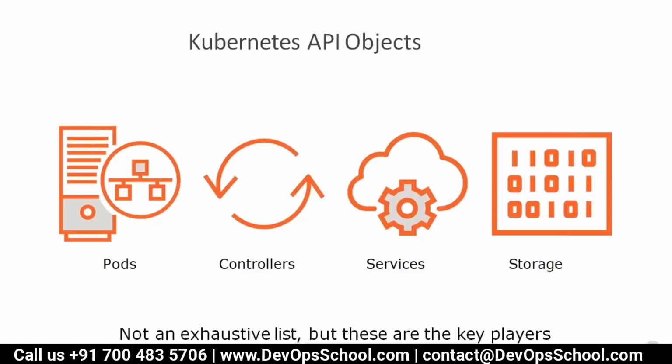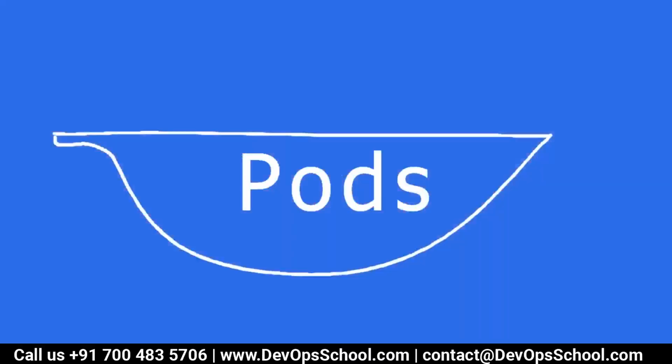And again, this is not an exhaustive list. These are only a few of the many desire objects you have. So pod is the most important object which you desire. So now we need to understand what a pod is.